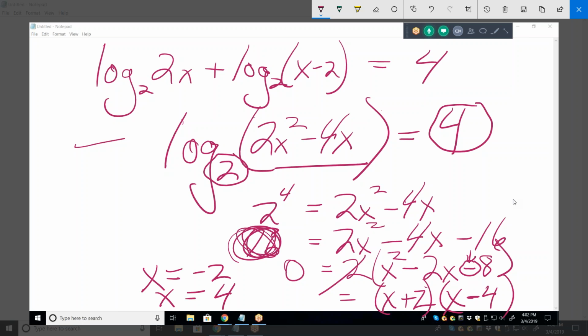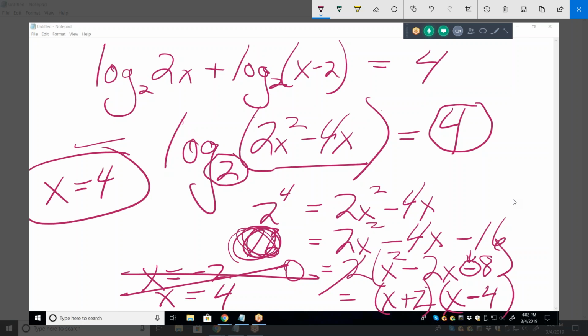Which of those solutions is extraneous because it violates the domain? Negative 2. So our only solution is 4. Okay. Now, what did you do? I had not done 2 to the power of 4.